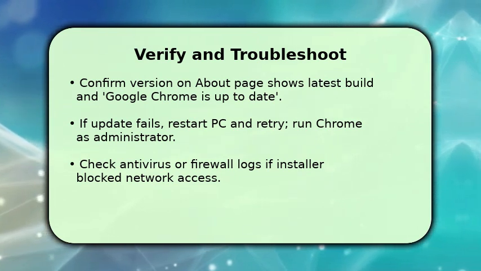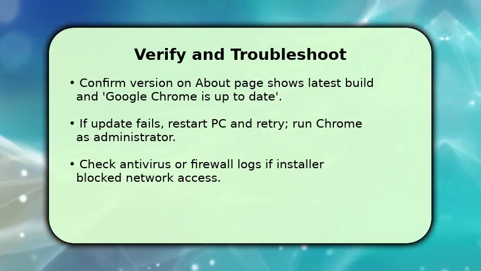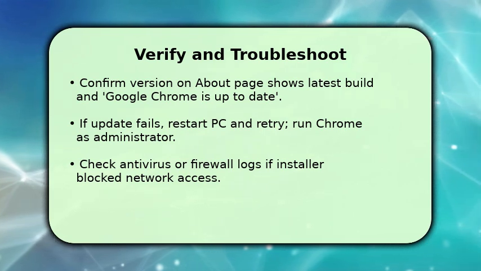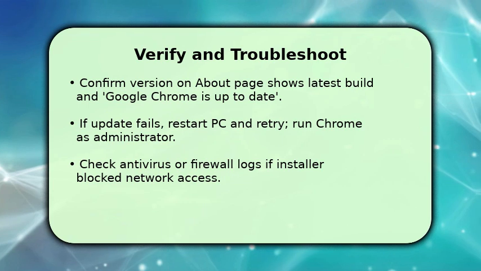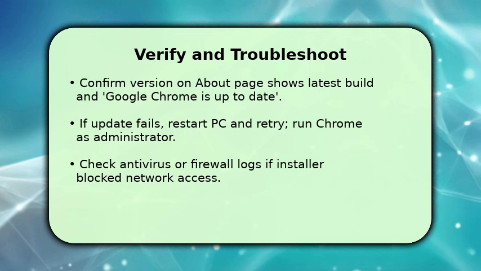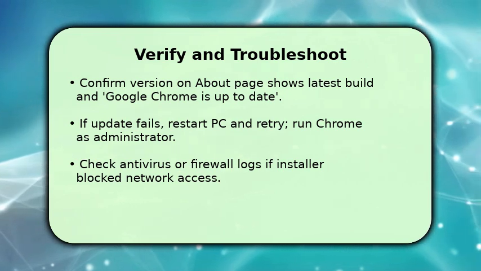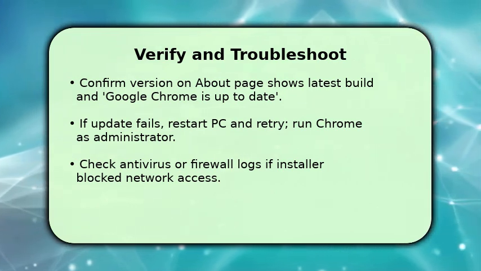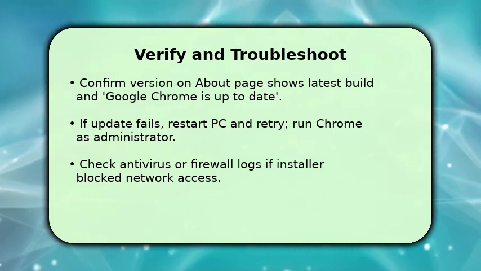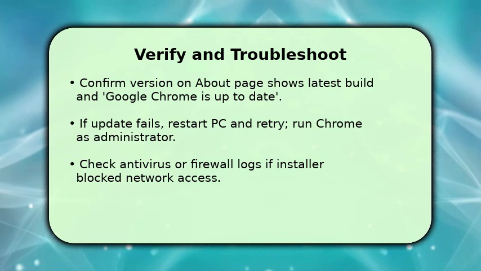If the update fails, first restart your PC and try again. Running Chrome as administrator can resolve permission issues. If problems persist, temporarily disable antivirus or firewall that may block the updater and retry, or check router/VPN settings. This troubleshooting tip addresses the most common blocker: network or permission interference preventing the updater from completing.